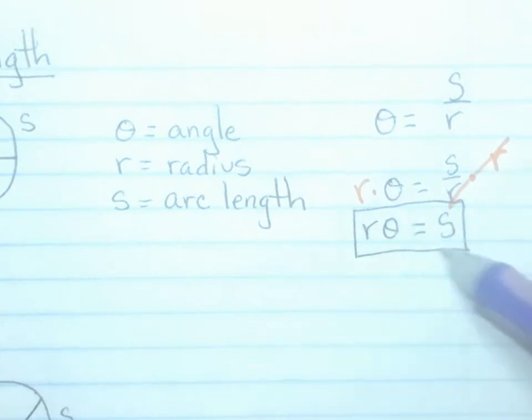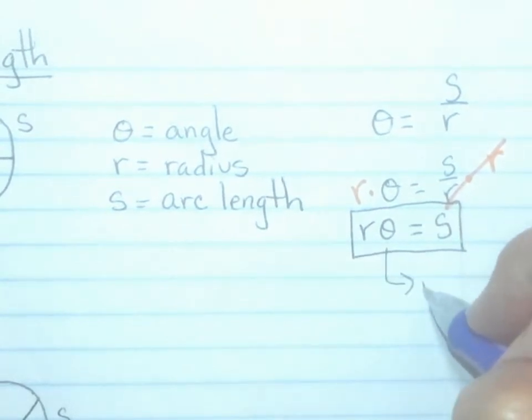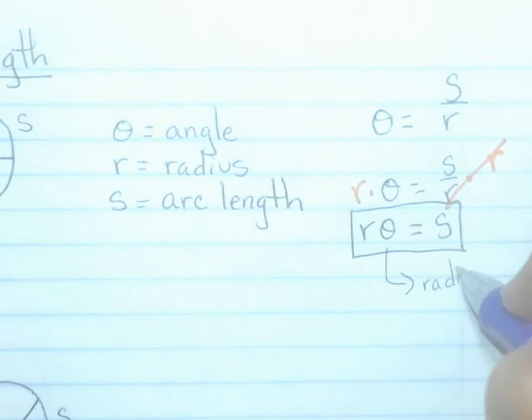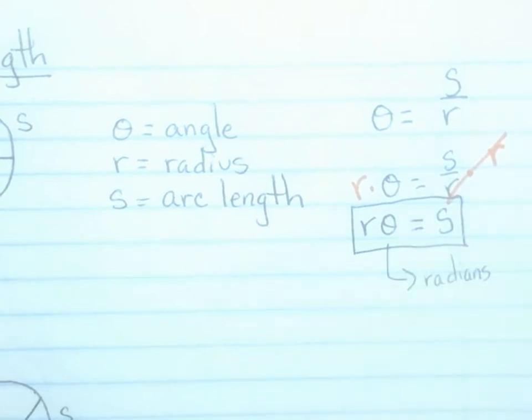But because we're looking for a length, this angle measure has to be in radians. We cannot use an angle measure in degrees to get a length. So we're going to do two examples together. The first one is if we're already in radians, and the second one is what happens if we're in degrees.